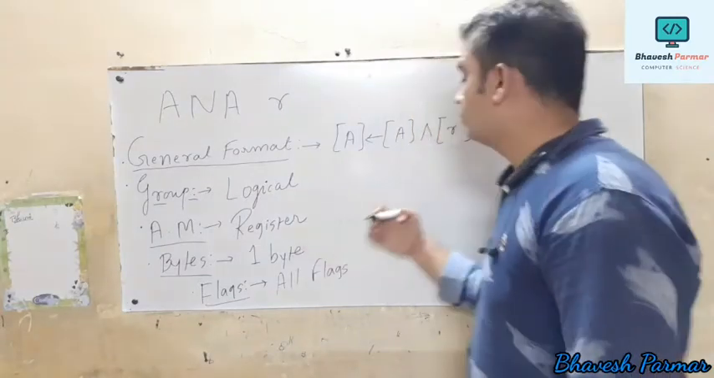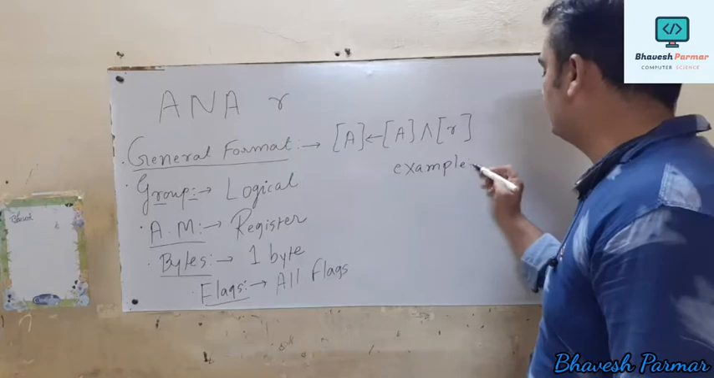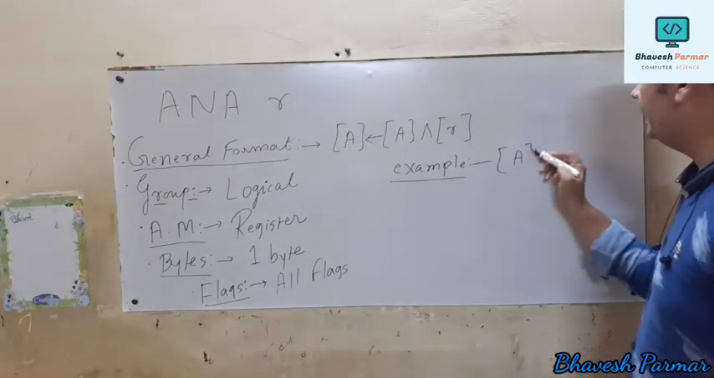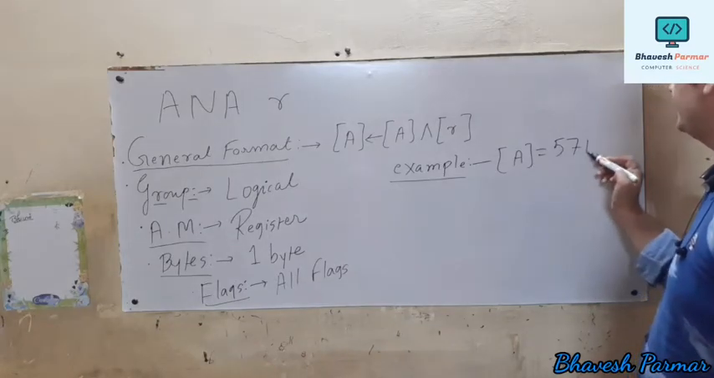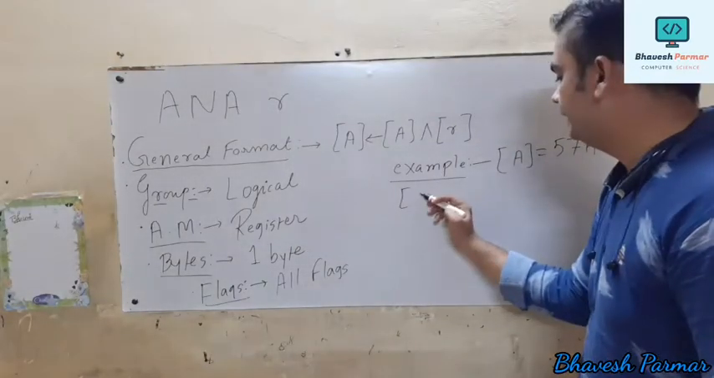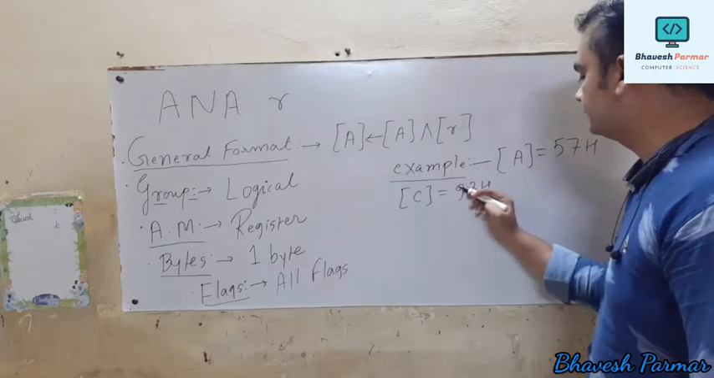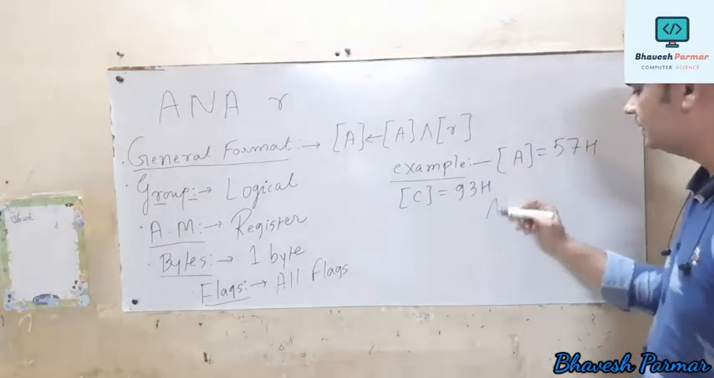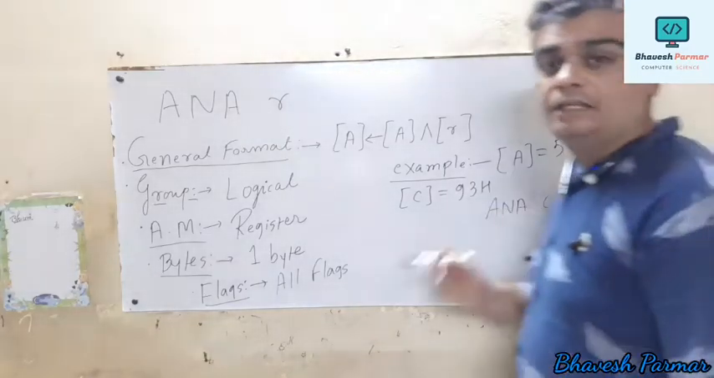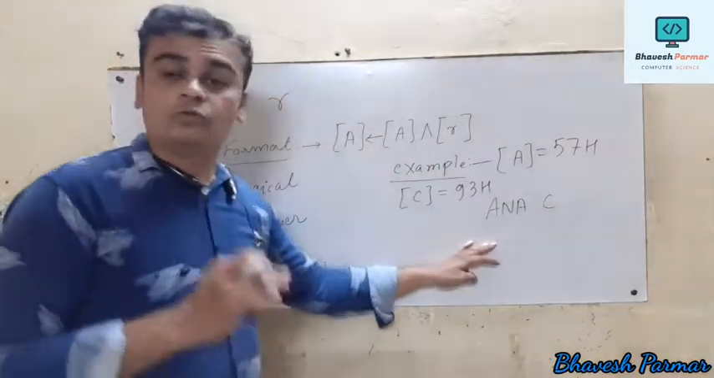Now our next point is the example. So in the example section, let me take an example. Content of A is equal to 57H, and here I have to use a register, so I am taking register C, whose value is 93H, and I have to perform the AND operation. So I write down ANA capital C. So this is my instruction which is related to a register.